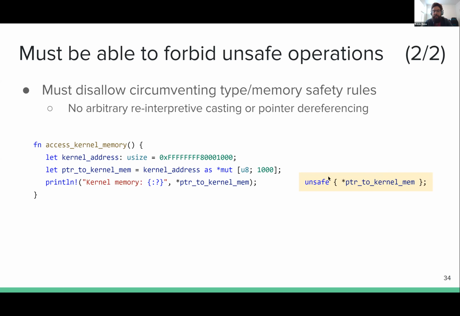But of course, you need an unsafe block here because you're dereferencing this random pointer. So this is an example of arbitrary pointer dereferencing, and that's clearly not safe. It's clear that you shouldn't be able to do that. So if we can't forbid this, then we can't use this language, this ecosystem, to implement a safe language OS.